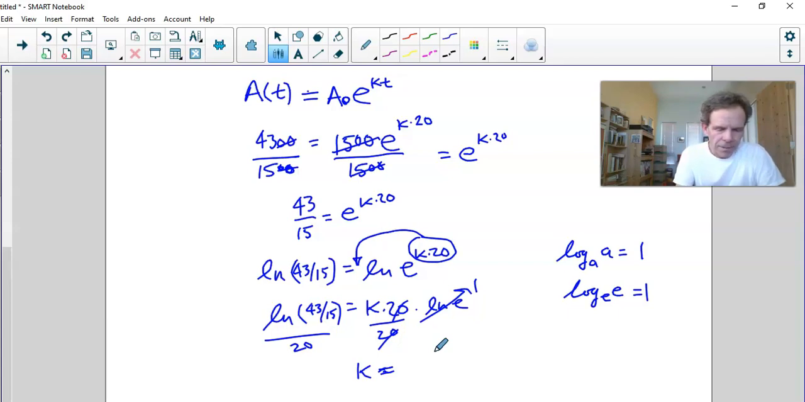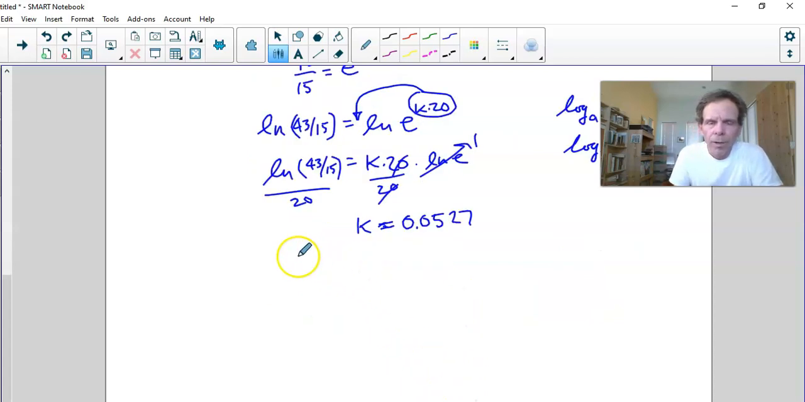43 divided by 15. And I want to take the log of that and divide it by 20. Sorry, I'm not showing you all this stuff. Hopefully you can do this on your calculator. All right, and I'm going to keep what I call 3 significant figures, which means after the 0 here, I want 3 more non-zero numbers. 0.0527.